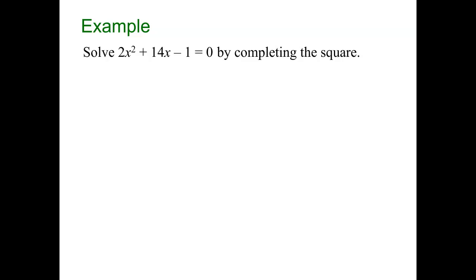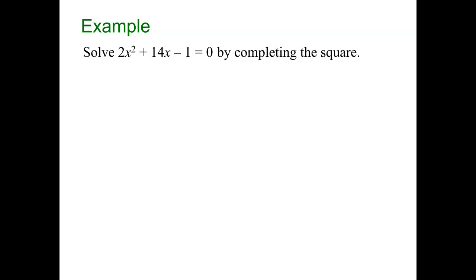Alright, so four more examples. Now we have a leading coefficient. It's going to add in an extra step, or two, depending on how you look at it. But after that, the process remains the same. We're still going through the same idea: we want to move the constant to the other side so that we have the variables on one side, the constant on the other.